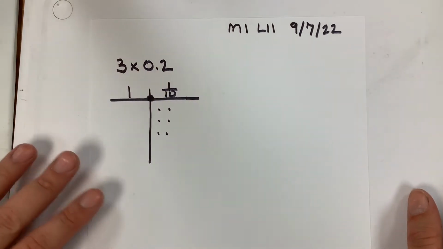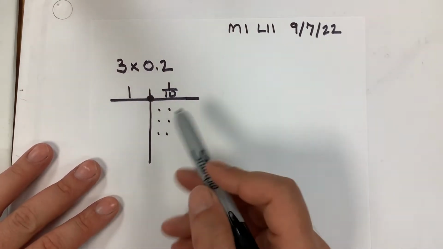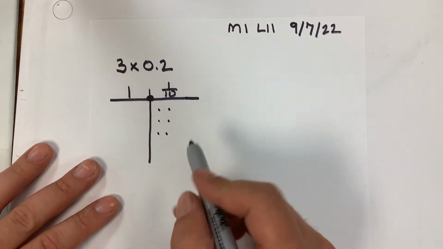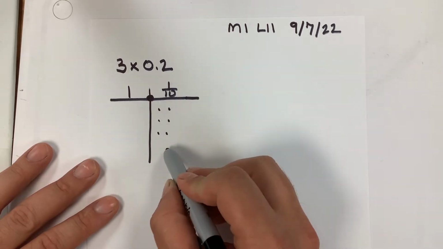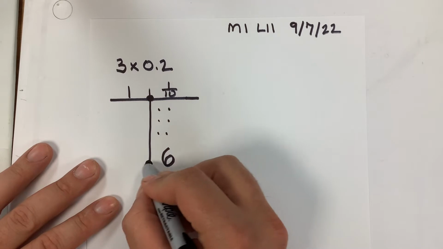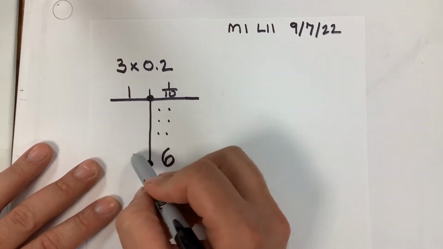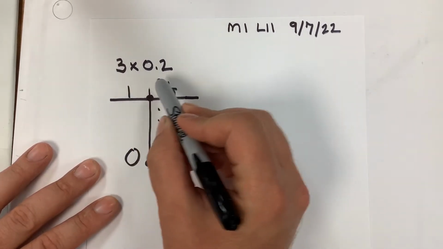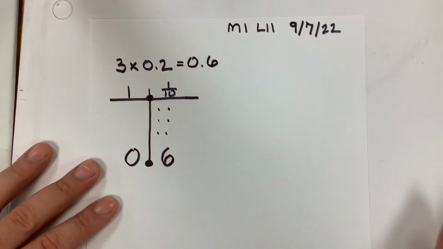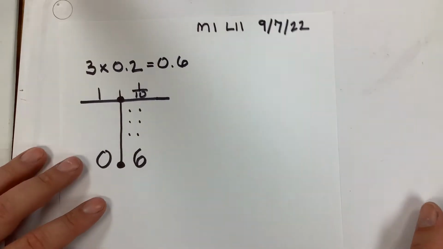I see how much I have. I got to double check, make sure, do I have anything that I need to bundle here? And the answer is no, I don't need to bundle. But how many tenths do I have? I have 6 total. My decimal. How many ones do I have? I have 0. So 3 times 2/10 equals 6/10.